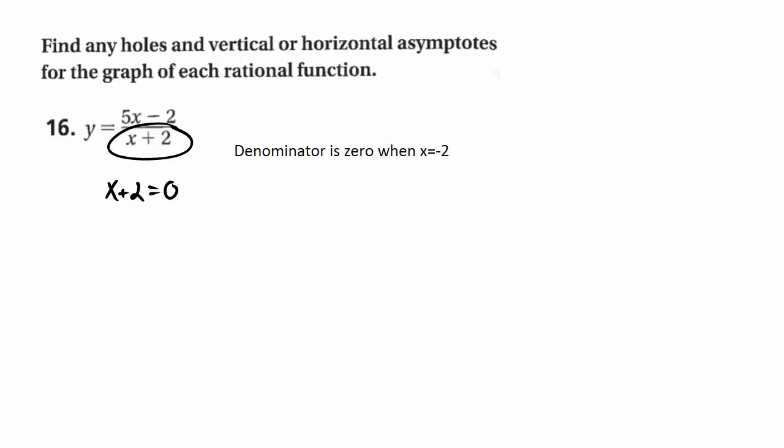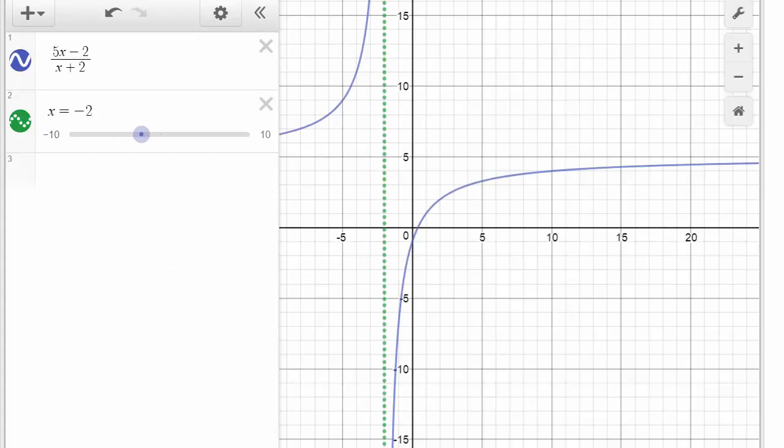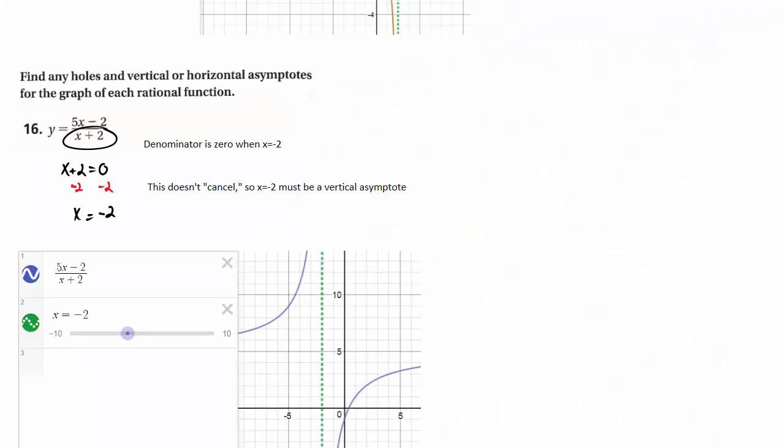This one, same thing. When is your denominator 0? When your denominator is 0, that either causes a hole or an asymptote. Set the denominator equal to 0. This one doesn't cancel. There's no x plus 2 in the top, so it's got to be a vertical asymptote. Again, you can see it just follows that. So that one's really easy.